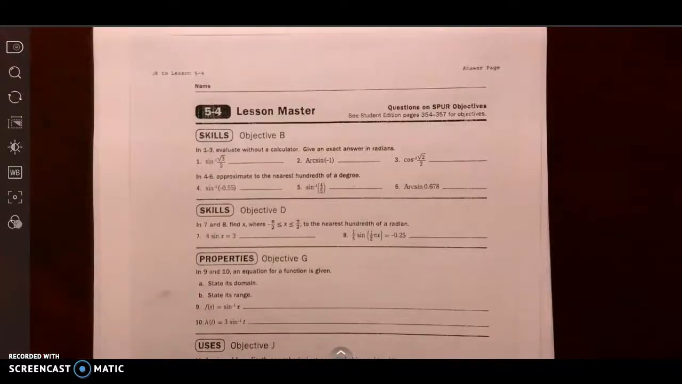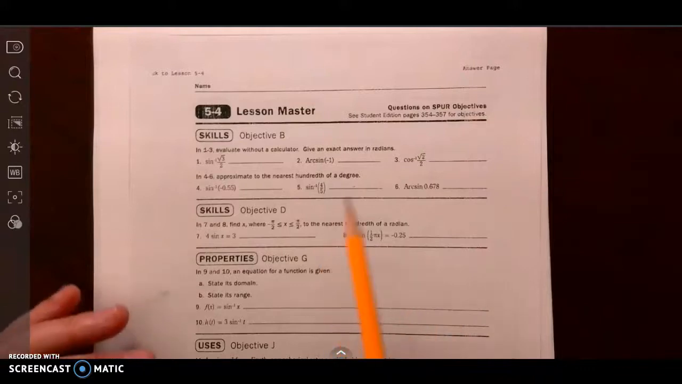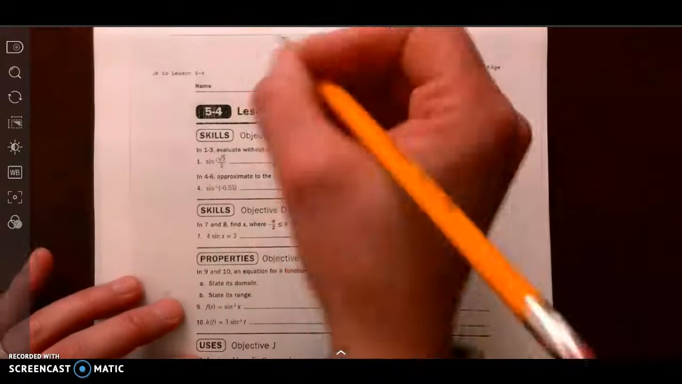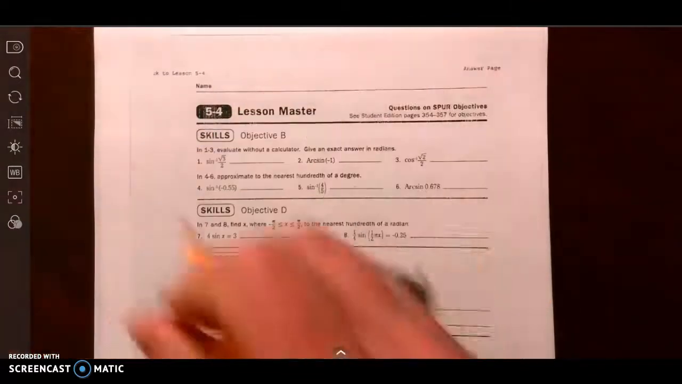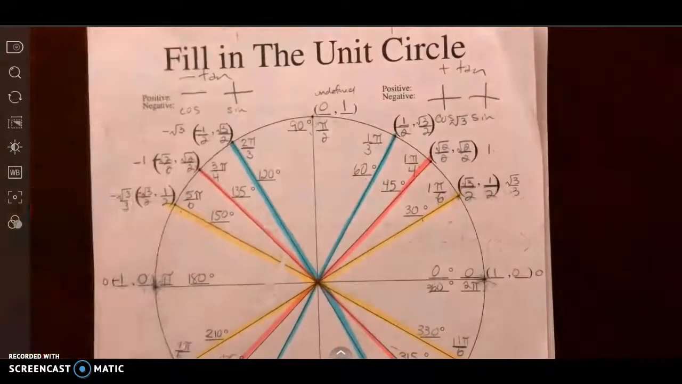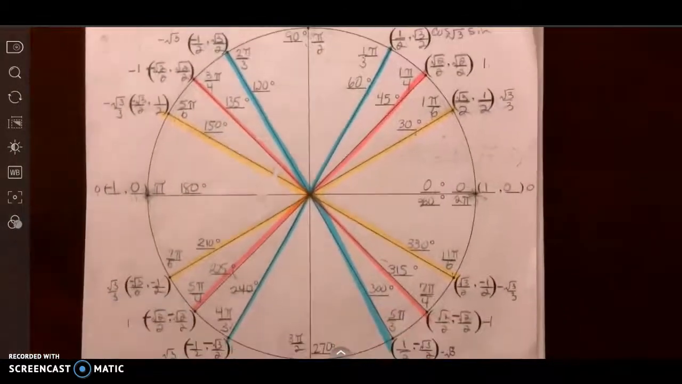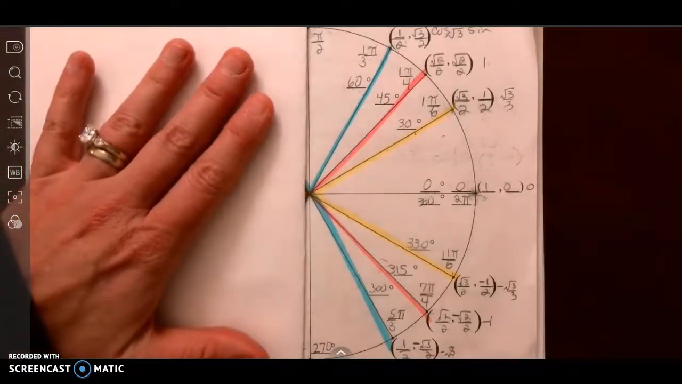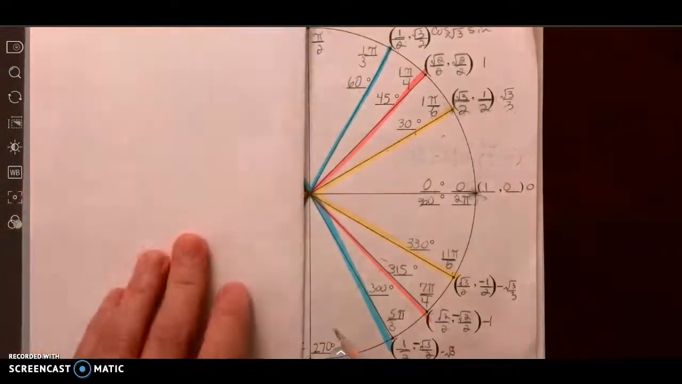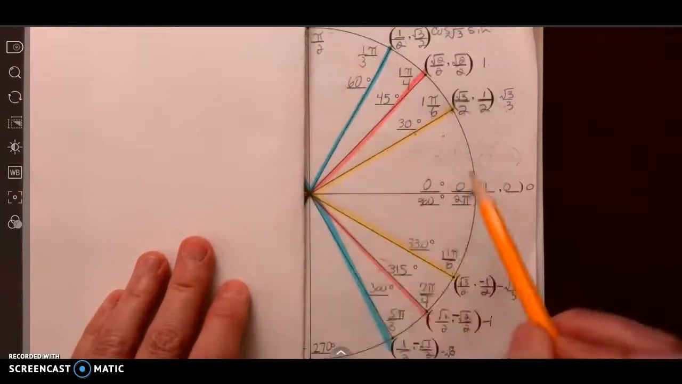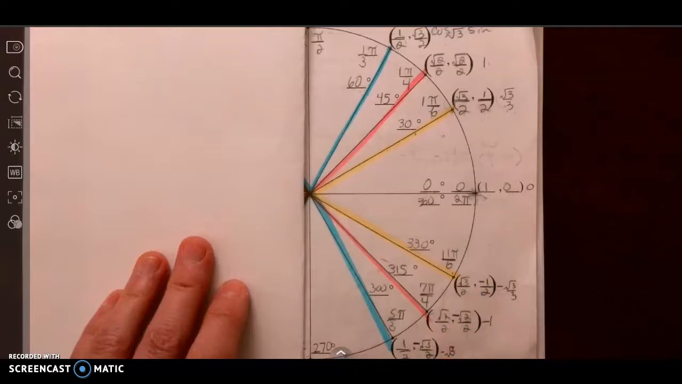So this lesson master is lesson master 5.4, and it's all involving arc or inverse sine. So for inverse sine, let's go to our unit circle. Anytime we're talking about inverse sine, we're going from negative pi over 2 to pi over 2. So we're only going to look at the right side of the unit circle, and this is considered the positive quadrant, and this is considered the negative quadrant.